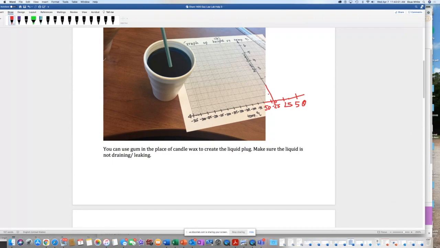And then for my y-axis, I'm trying to kind of guess here. This part here that's missing is 2, and this is going to be 1. So these are the height. Okay, my units are in inches, if I can read that correctly. It's height in inches.